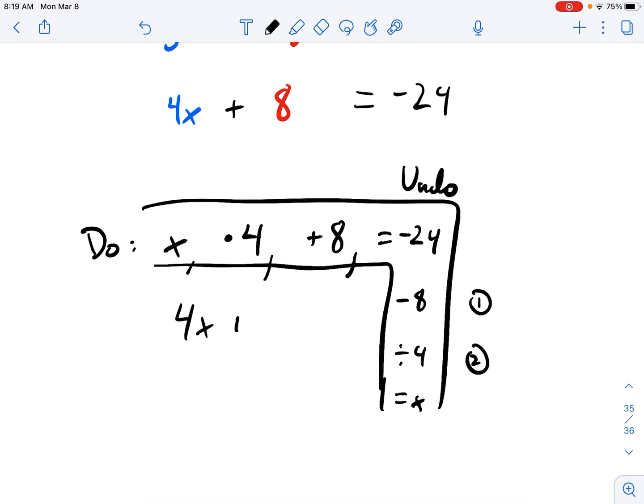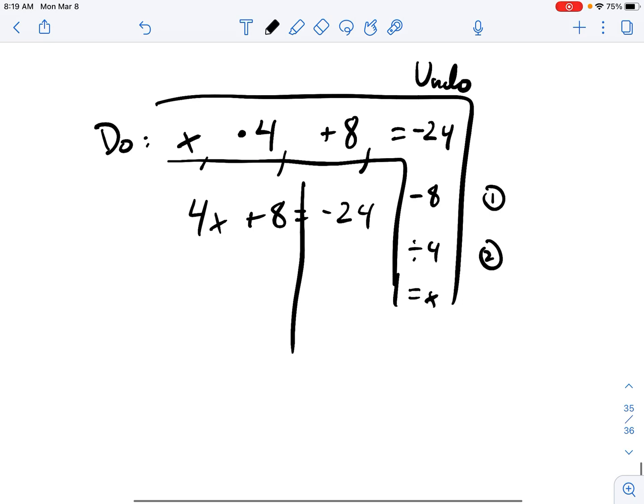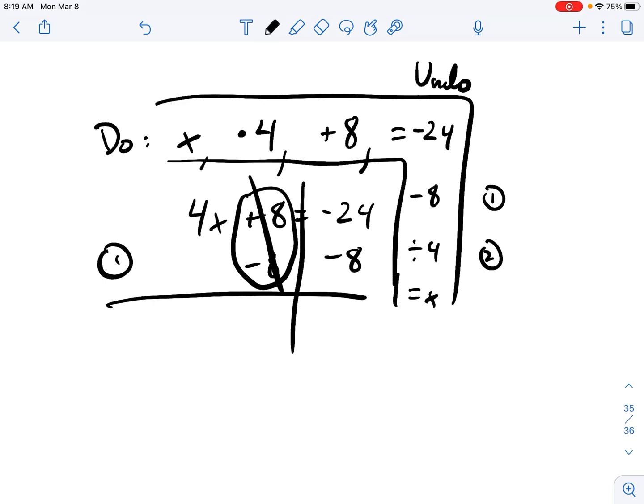So when we have this problem, when we're writing in algebra, the first step is going to be subtracting 8 from both sides. So positive 8 and negative 8 are 0. Then we're left with 4x. Negative 24 minus 8, remember your negative numbers. This is negative 32, not negative 16, okay?